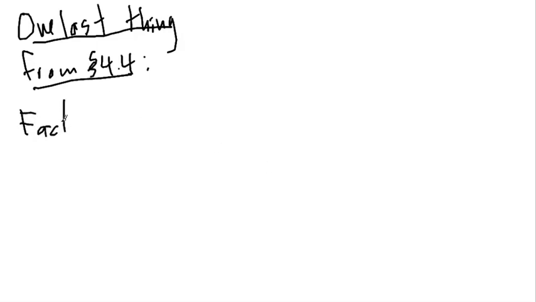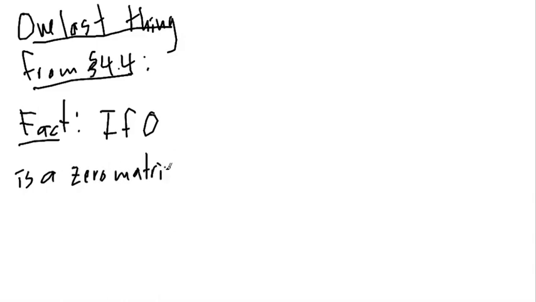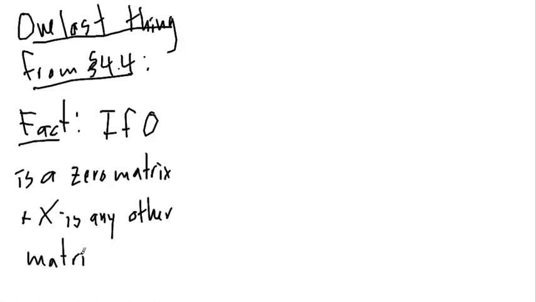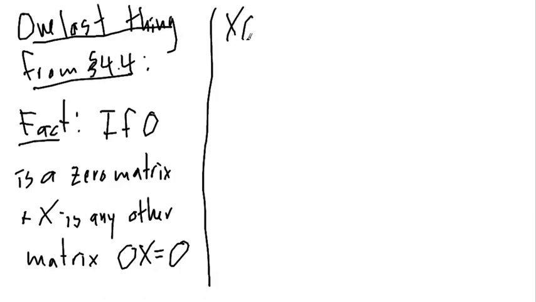So here's the fact. If 0 is a zero matrix and X is any other matrix that it makes sense for you to multiply by, then 0 times X is equal to 0. It might be a different sized zero matrix, but you get that. Or similarly, X times 0 is equal to 0.